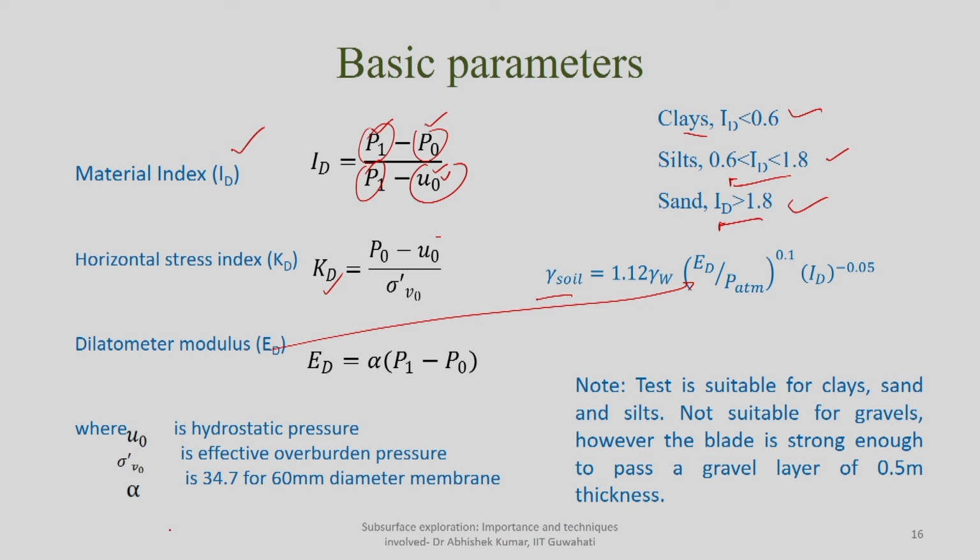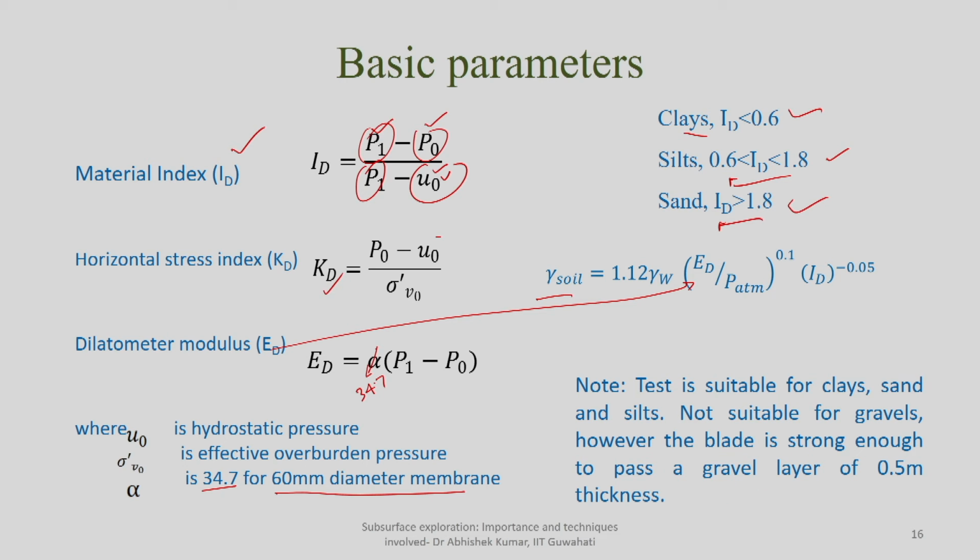If you go with the alpha determination, particularly for a 60 mm diameter membrane, the value of alpha will be 34.7. Otherwise, depending upon the membrane diameter, you can get the value from the calibration of standard charts. So note, the test is suitable for clay, sand and silts. However, it is not suitable for gravels. However, the blade is strong enough to pass a gravel layer.